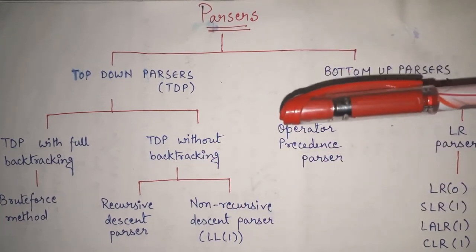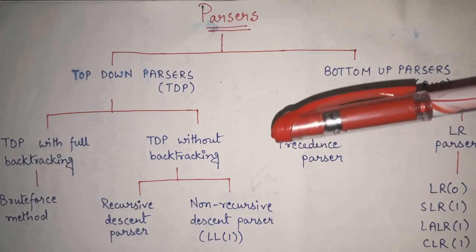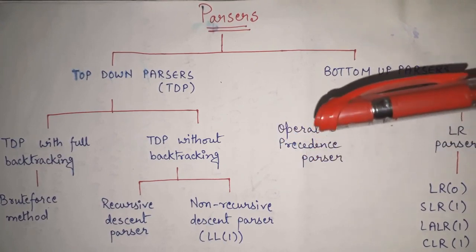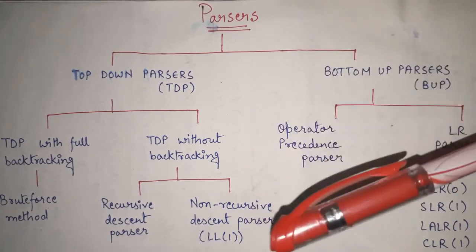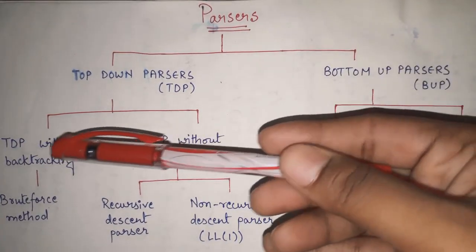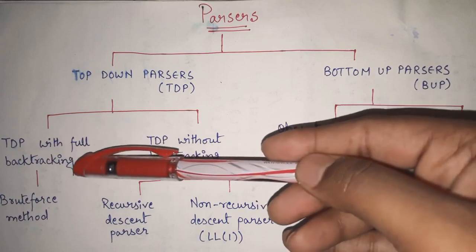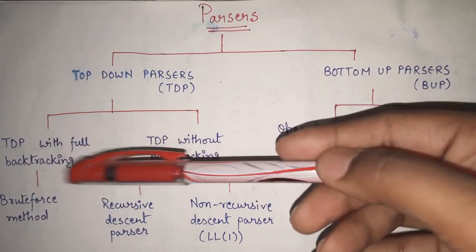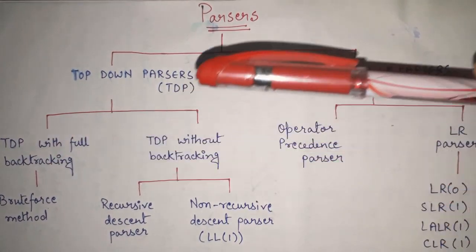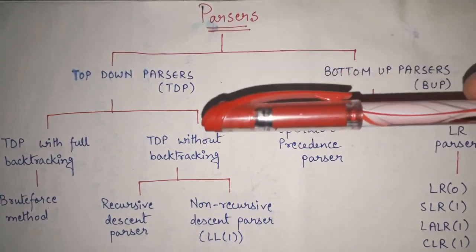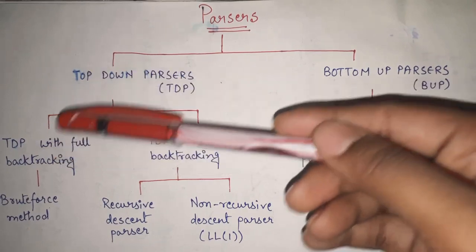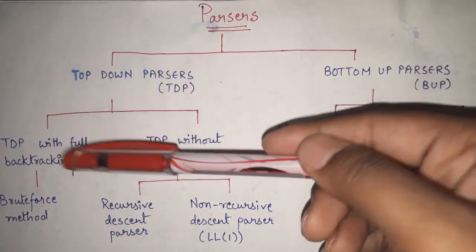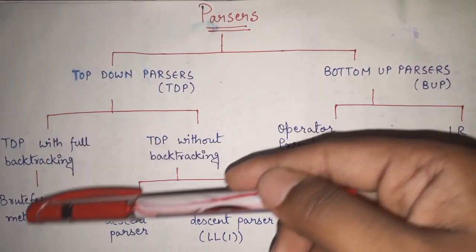So obviously backtracking is an overhead, means we don't want our parser to backtrack again and again. So top down parser with full backtracking is an outdated method. We are not generally using it in our day-to-day life. But still, yes, it is a type of top down parser. And the example of this is the brute force method.